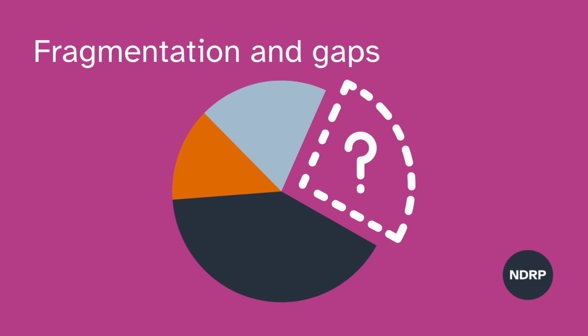Fragmentation and gaps. Fragmentation remains one of the biggest challenges. Data often sits in silos, each holding part of the story, a story about a person. And when systems do not connect, people with disability are often asked to tell the same story again and again, and the burden shifts back to the individual. There are also gaps. Some people and experiences are not well represented, including certain disability types, children and young people, and people with intersecting identities.